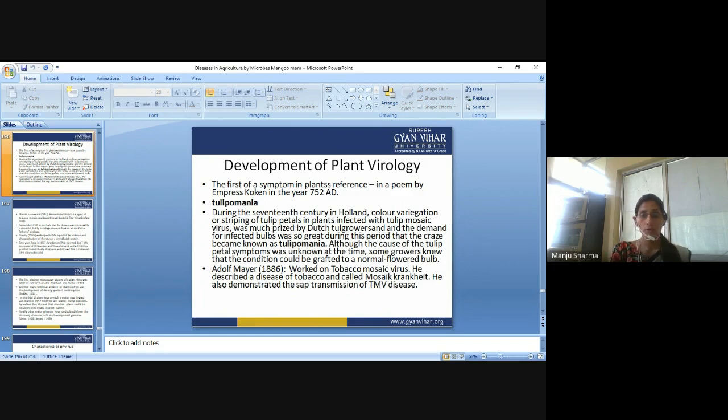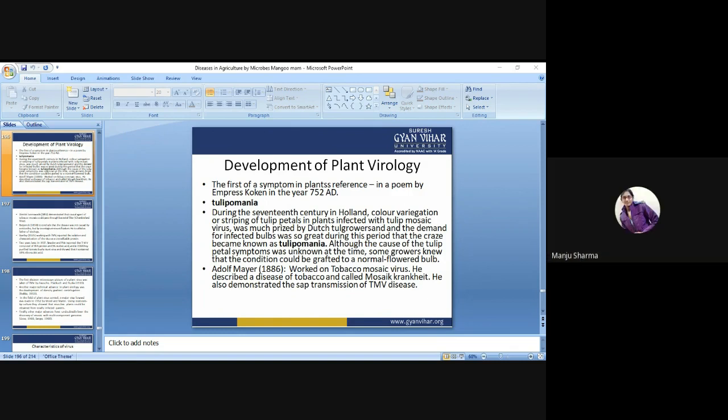Then, development of plant virology. The first record of a symptom in plants is a reference in a poem by Empress Koken in the year 752 AD. Then, Tulipomania during the 17th century in Holland: color variegation, or striping of tulip petals in plants infected with tulip mosaic virus, was much prized.